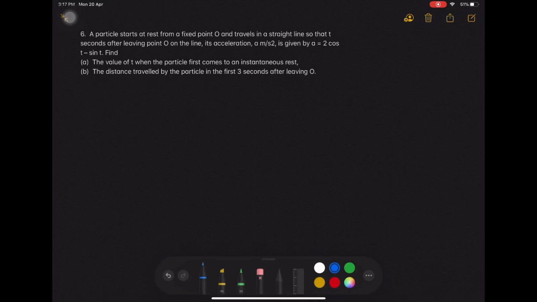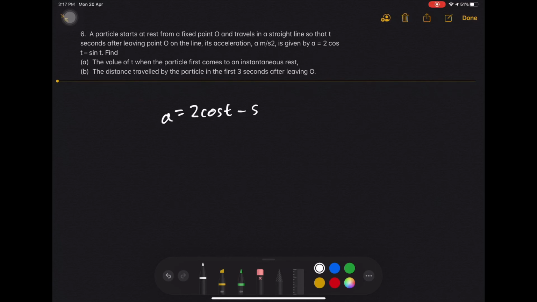So the first step to do, as usual, is to integrate my acceleration equation. We're going to integrate this and we will get 2 sine t plus cosine t plus c. We have a constant again. So you're going to ask yourself, always ask this, at time equal to 0, what is your velocity?